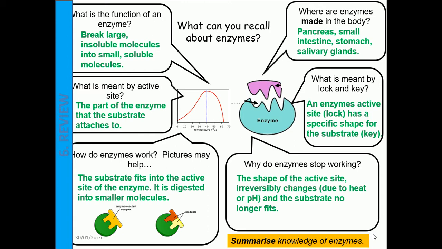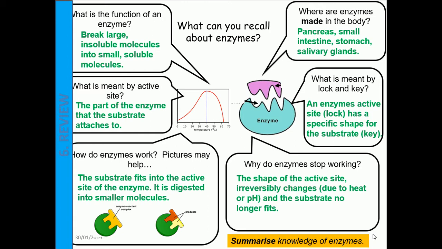How do enzymes work? The substrate fits into the active site of the enzyme, it digests it into smaller molecules, and then those smaller molecules are released by the enzyme and the enzyme repeats the process. Where are enzymes made in the body? They're made in the pancreas and the small intestine, that's all of the enzymes, but also some enzymes, protease made in the stomach and amylase made in the salivary glands.